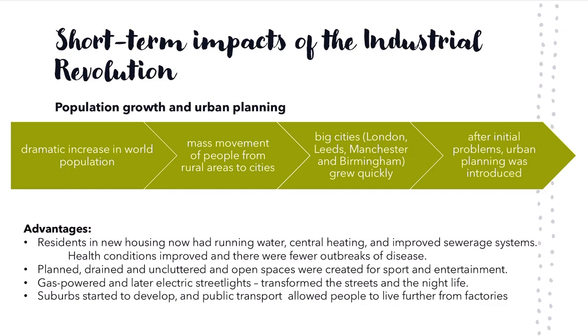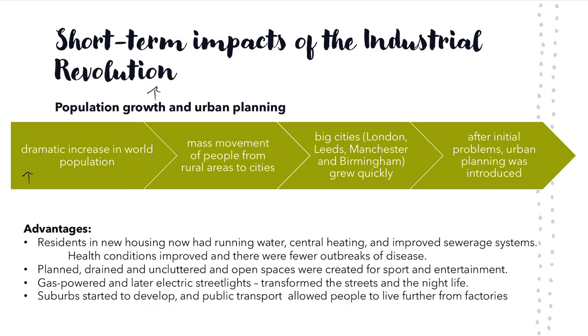So, a massive short-term impact was the fact that population growth started to increase significantly, and this resulted in a lot of urban planning that needed to take place. There was a dramatic increase in world population because, as we mentioned, the standard of living was increasing now that people weren't having to rely on agriculture as their main source of income. And so the amount of people that were actually just living in countries increased dramatically.